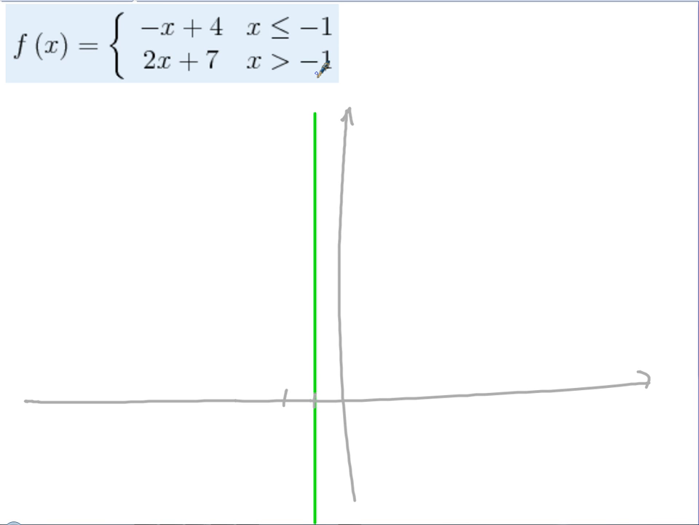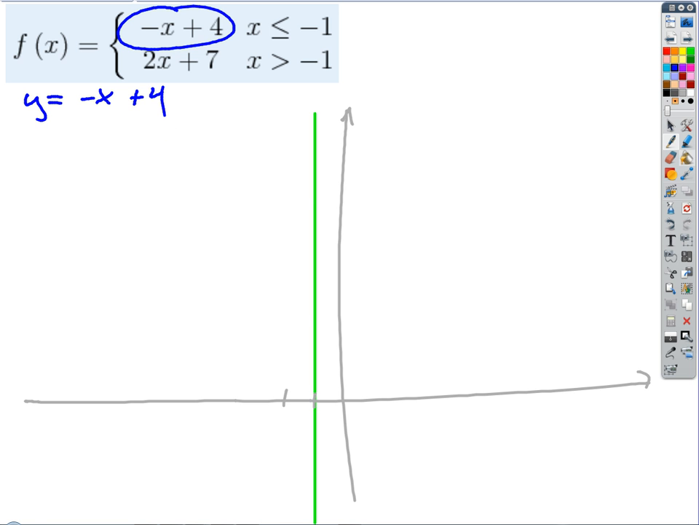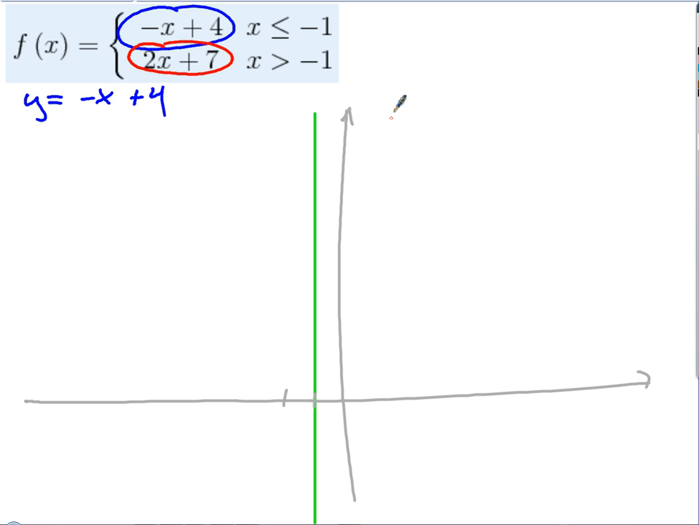So this is the guy, we'll make him blue. He's the one that's going to go on this side. We'll graph the line y equals negative x plus 4, right? On the other side, we're going to graph the line y equals 2x plus 7, right? And that's all I got to do. That's it. So let's go over to this side here.